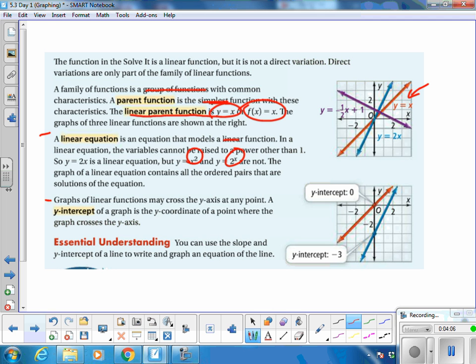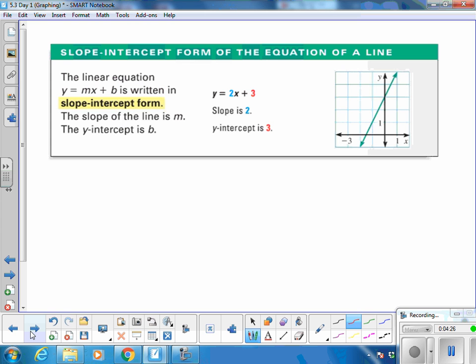Graphs of a linear function may cross the x-axis at any point. The y-intercept of a graph is the y-coordinate of the point where the graph crosses the y-axis. Essential understanding here: you can use the slope and y-intercept of a line to write and graph an equation of the line. And we're going to go try that out here.